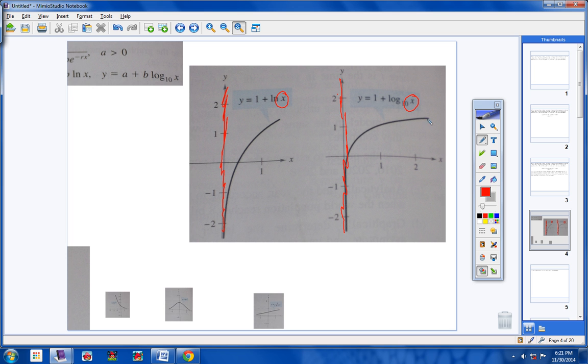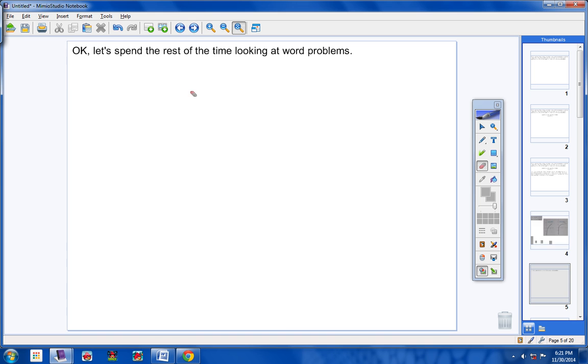So there are the 5 models we're going to use today as we work on these word problems. Some of the word problems will be easy, some of them will be challenging. Please keep your books open. We're going to use your books a lot today. So without any hesitation and with great excitement, let's jump into this. Let's spend the rest of the time looking at word problems.